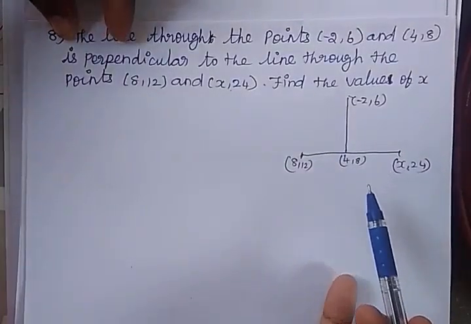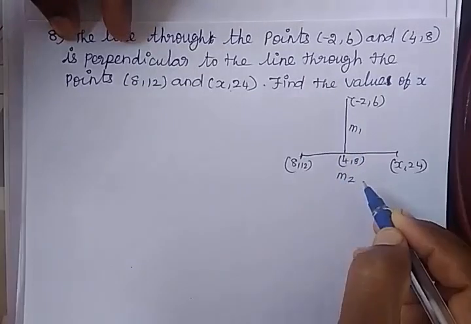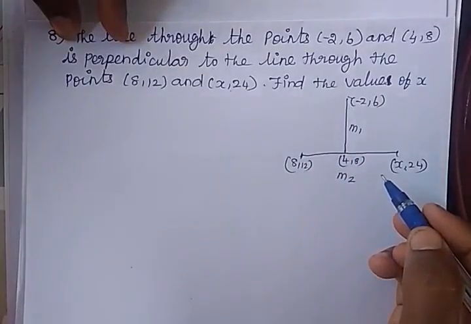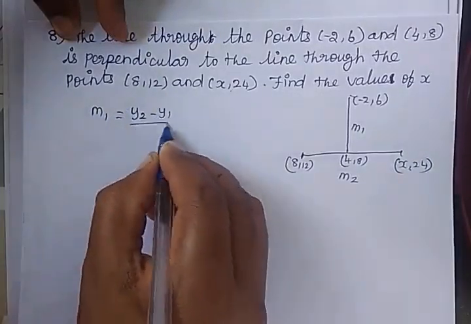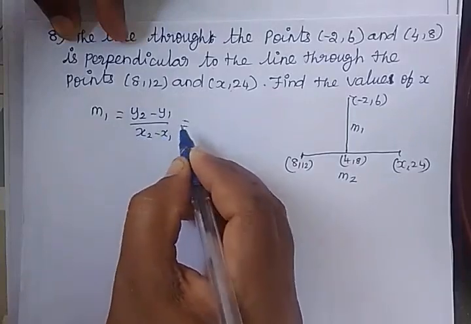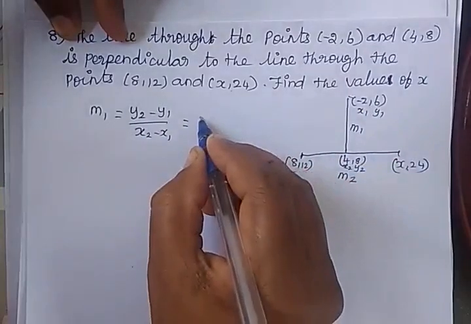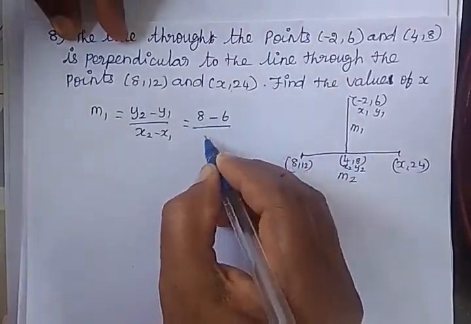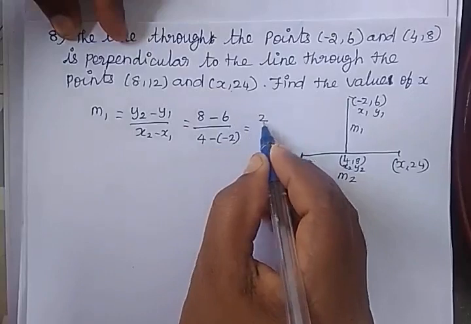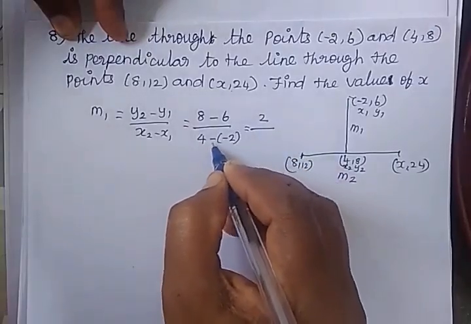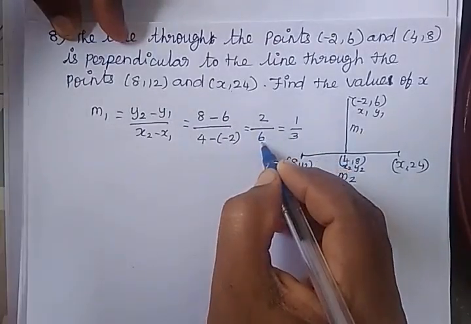You know that the product of the slopes of the two lines, m1 the slope of the first line and m2 the slope of the second line, is equal to -1. So we want to find the slope of the first line. m1 is equal to (y2 - y1) / (x2 - x1). Here y2 is 8 and y1 is 6, x2 is 4, x1 is -2. So 8 - 6 is 2. 4 - (-2), minus into minus is plus, so 4 + 2 is 6. Simplify the fraction, that is 1/3.